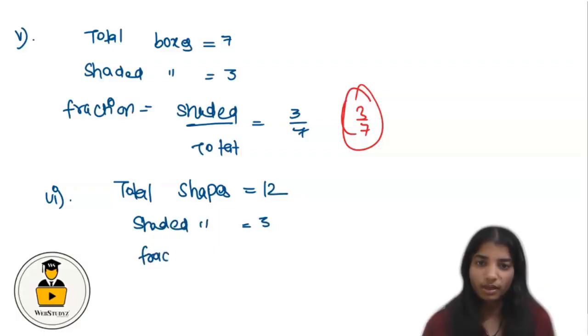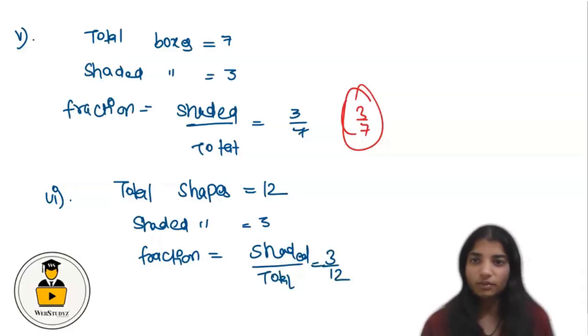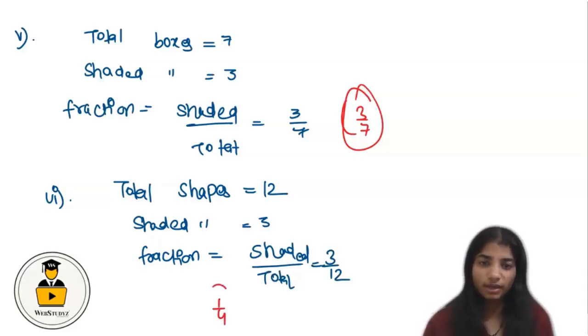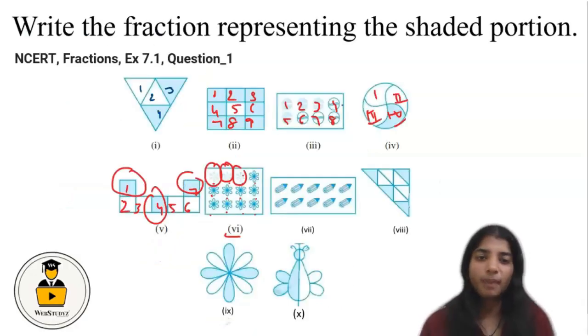So from here we can say that the fraction is equal to shaded divided by the total. Shaded is 3 divided by the total is 12. So from here we can say that 3 divided by 12, or we can also write it as 1 divided by 4. Now let's move to part 7.